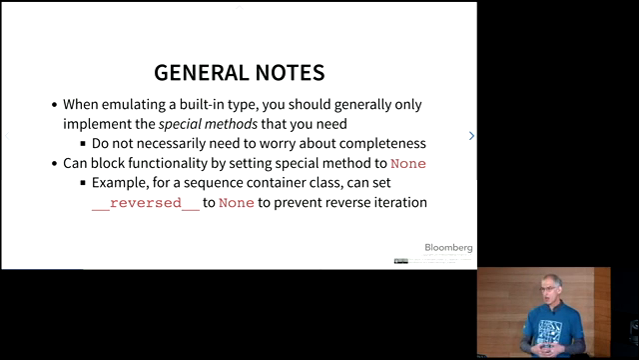If you want to block specific functionality, you can essentially set the special method in your class to be None, and then that will prevent that type of operation. One example would be there's a special method Dunder reversed, which allows an optimization for reverse iteration across sequences. If your sequence doesn't support efficient reverse iteration, then you could block that by setting Dunder reversed to None.